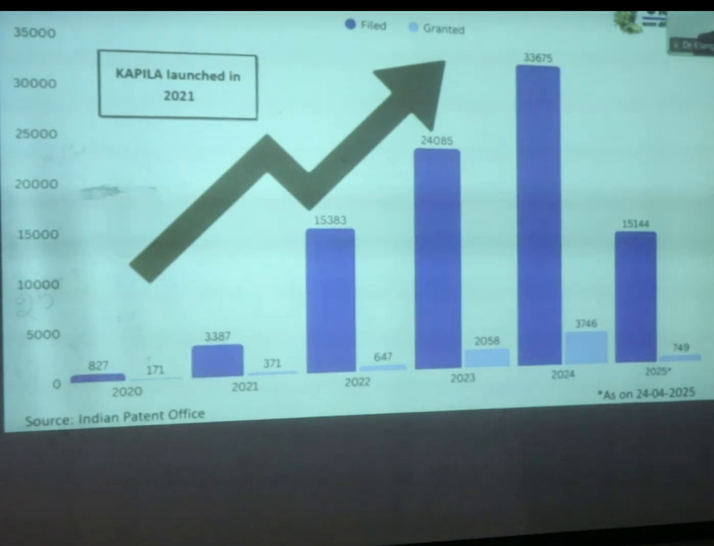Patent filing in the country has grown drastically after the Kapila scheme launched in 2021. Last year, 33,000 patents were filed and 3,746 patents were granted. This year, till now, we have already reached 15,000 patents. So we are expecting at least a 50% increase compared to last year in patent filing and examination.